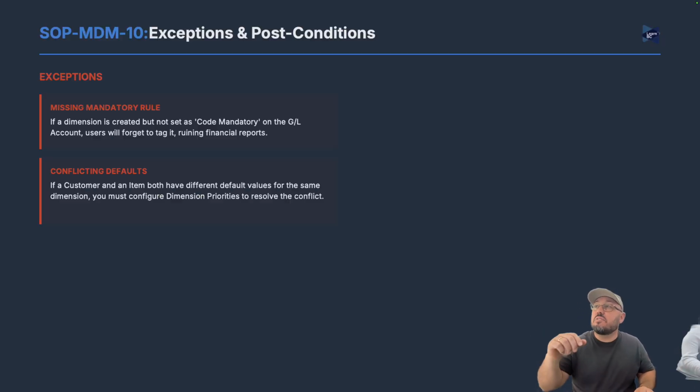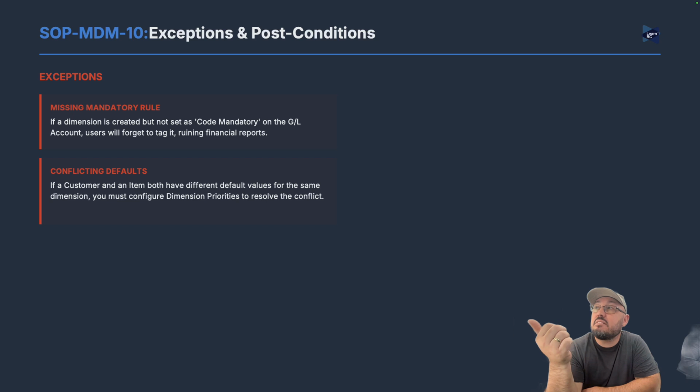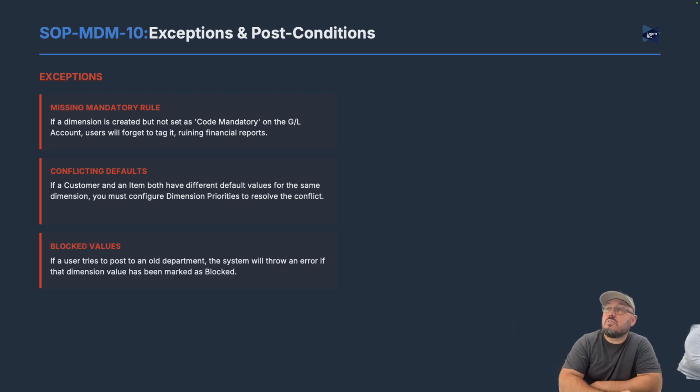So the next thing for us is conflicting defaults. If a customer and an item both have different values for the same dimension, you configure dimension priorities to resolve this, and we just talked through that. The third is blocked values. If a user tries to post to an old department, the system will throw an error if that dimension has been blocked.